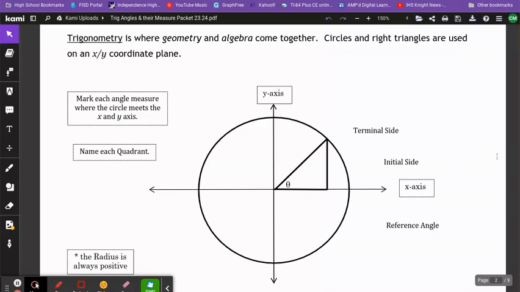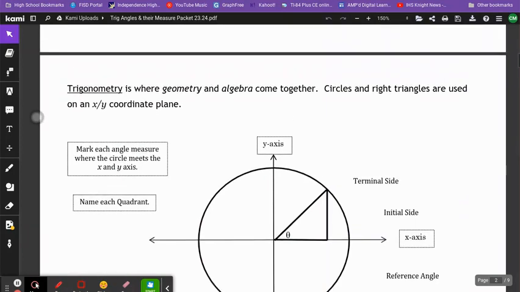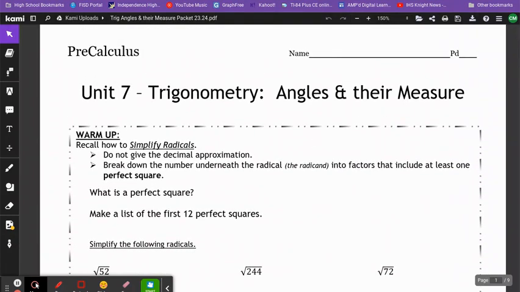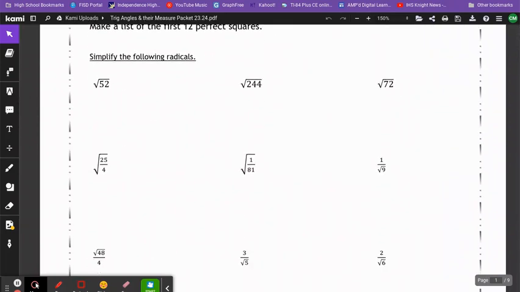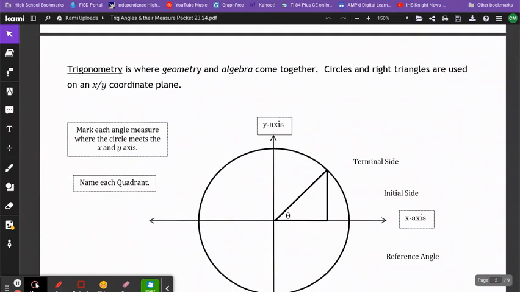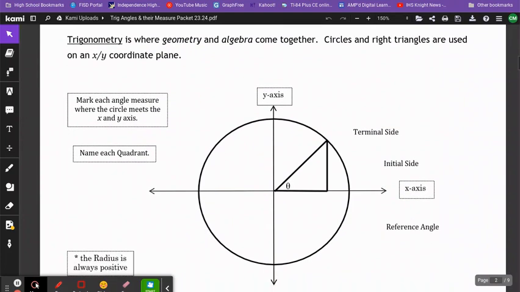This is Angles and Their Measure, page 2 of the packet, Unit 7. That first page is Practice Simplifying Radicals. So I'm going to go ahead to page 2 in the packet.